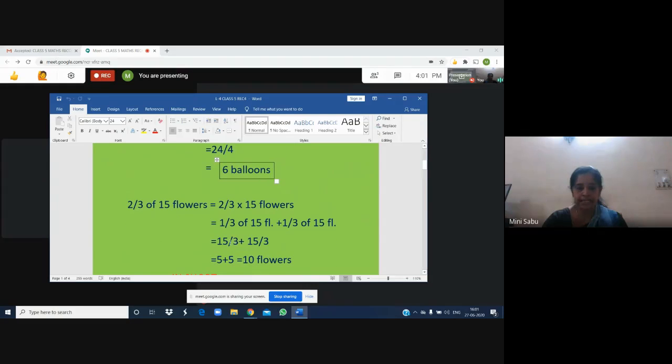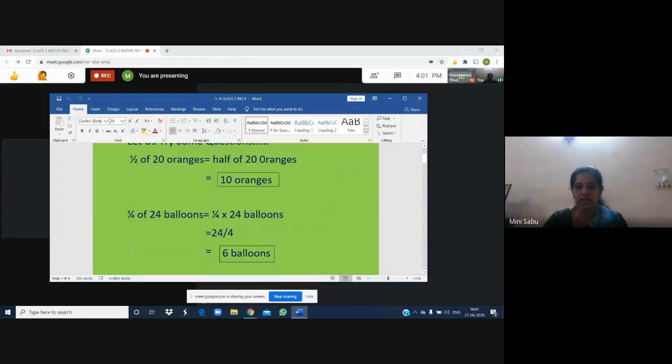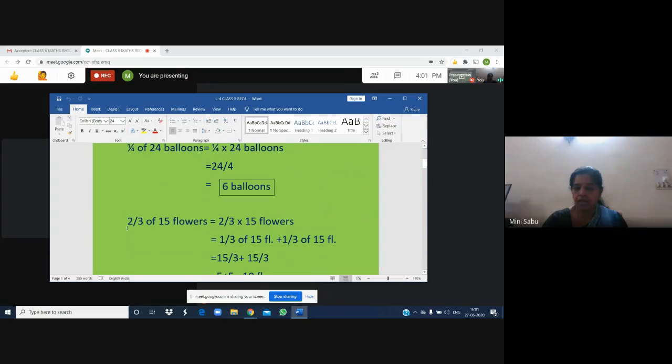Okay. Then next. In the first and second examples, the numerator was 1. 1 by 2 and 1 by 4, numerator was 1 each. But in this example, the numerator is not 1. It is 2. If the numerator is other than 1, the method is a little bit different. Okay, so listen carefully. 2 by 3 of 15 flowers. Suppose you have to calculate 2 by 3 of 15 flowers. I told you already, of means multiply. So 2 by 3 of means 2 by 3 into 15 flowers.